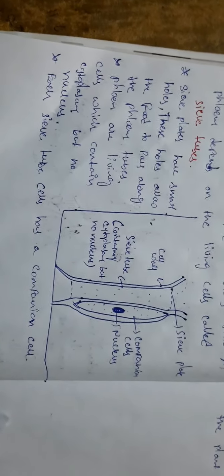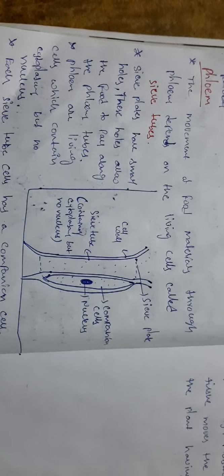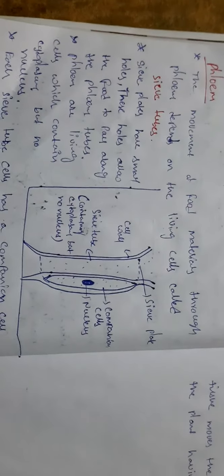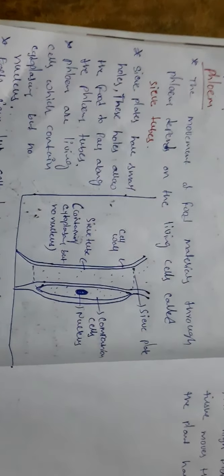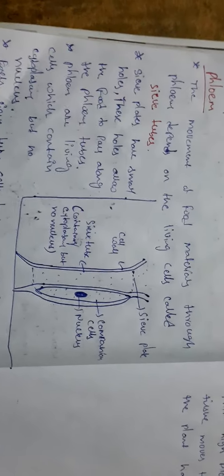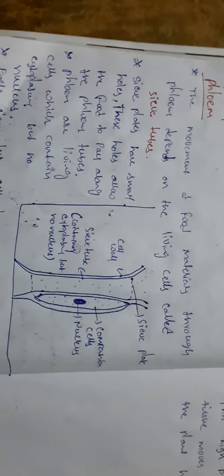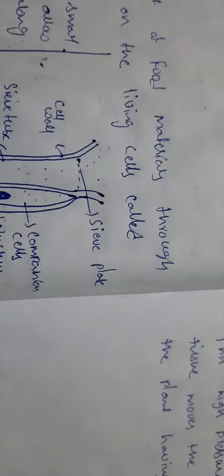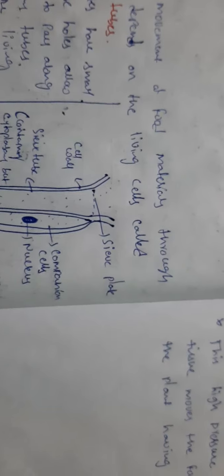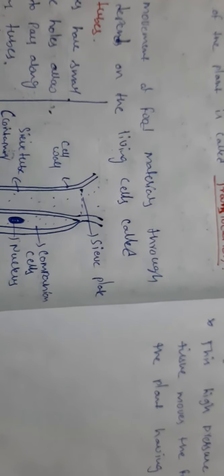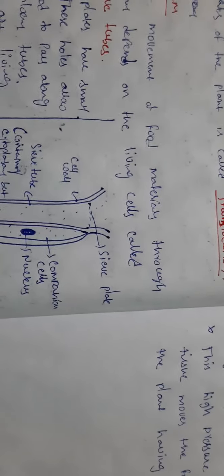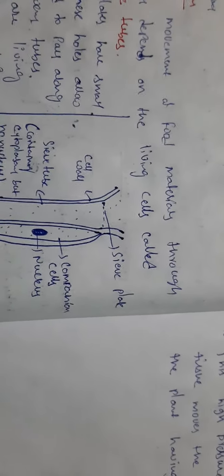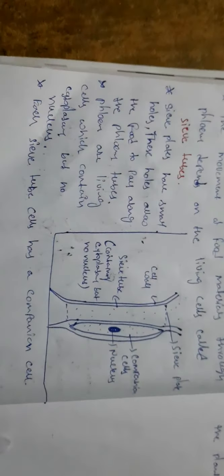What is the structure of sieve tubes? Sieve tube cells have sieve plates with small holes. These holes allow the food to pass along the phloem tubes. But in the xylem, there are pits, which look like holes, to transport water. Here, sieve plates are present. Sieve plates look like holes only. In the xylem we call them pits, in the phloem we call them sieve plates. Both are the same, looking like holes. The pits transport water, but here the sieve plates transport food, right?